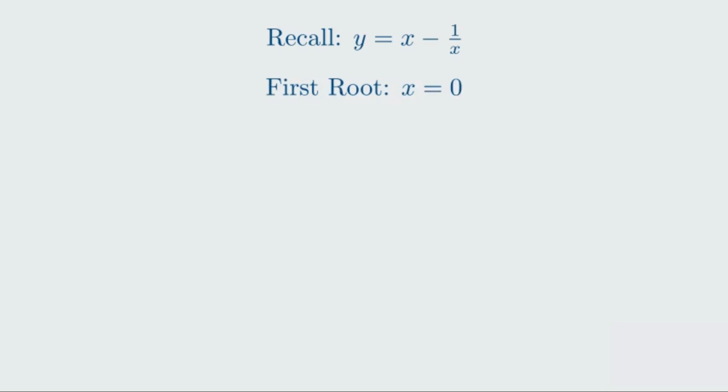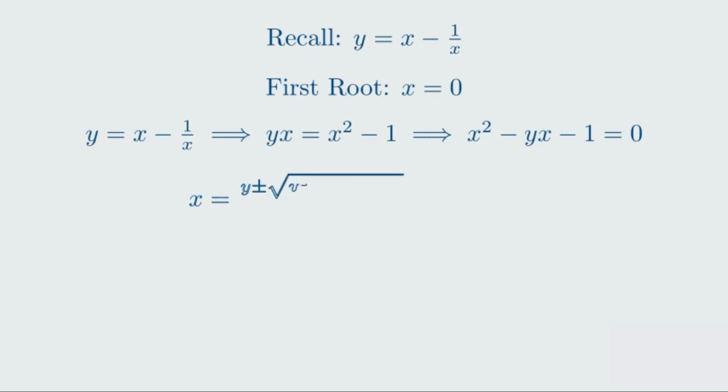Now, let's substitute our y values back into the equation y equals x minus 1 over x. Since we already handled x equals 0, we can assume x is not 0 and multiply by x. This gives us y times x equals x squared minus 1. Rearranging this into a standard quadratic, we get x squared minus yx minus 1 equals 0. For each value of y, we will now solve this quadratic in x using the quadratic formula, where a equals 1, b equals minus y, and c equals minus 1. The formula for x is y, plus or minus the square root of y squared plus 4, all divided by 2. We have 2 values for y.